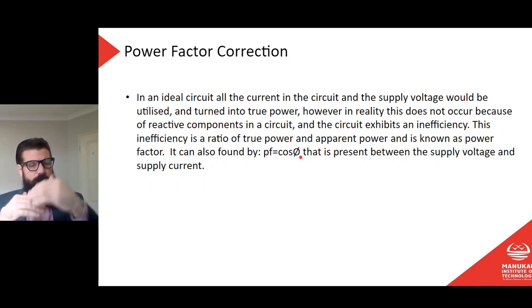They're just a triangle, right? So my apparent power is the hypotenuse. True power is the adjacent side to the angle on the horizontal. So cos of the angle is adjacent over hypotenuse, or true power over apparent power.